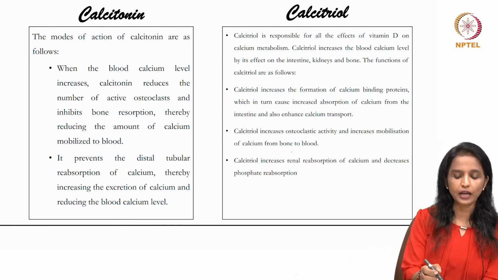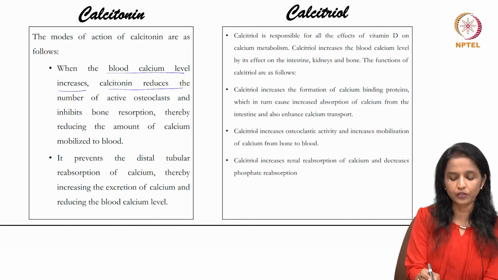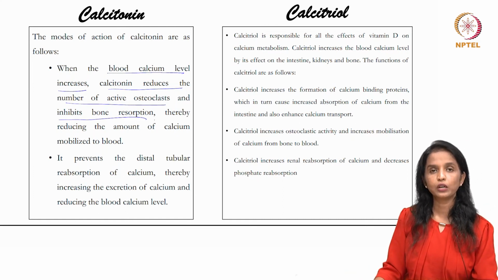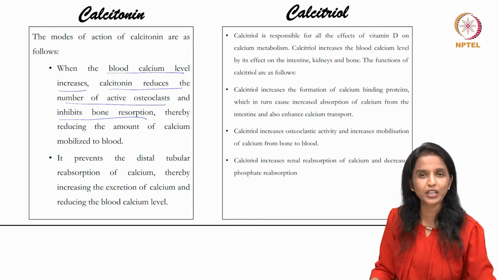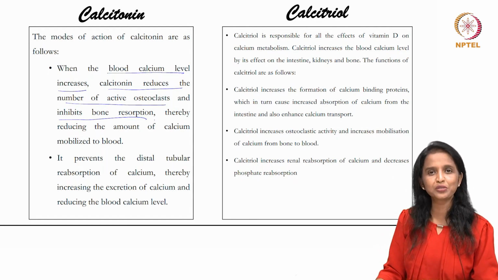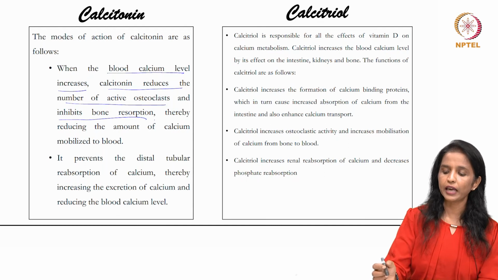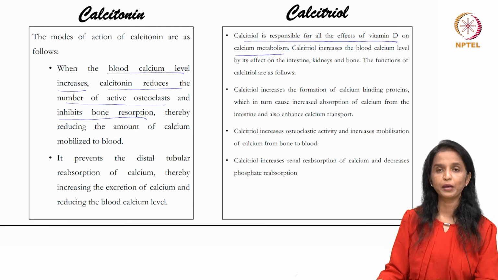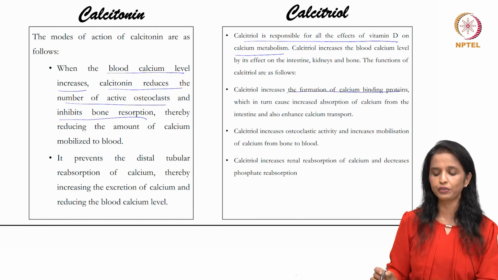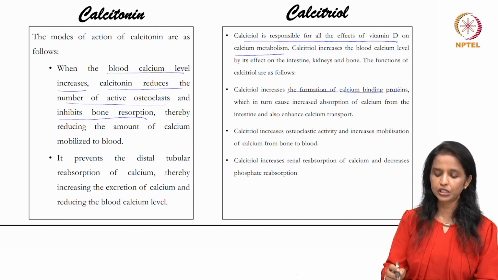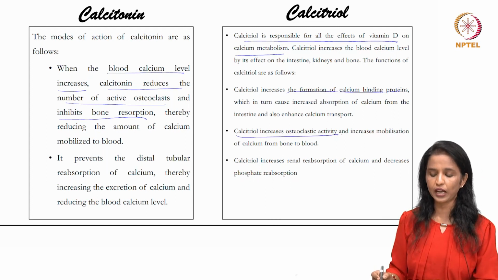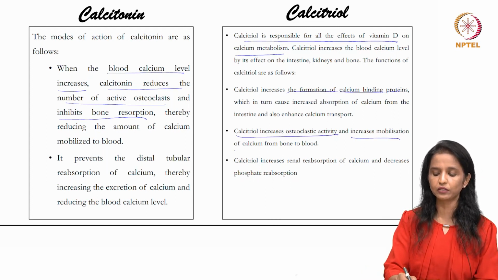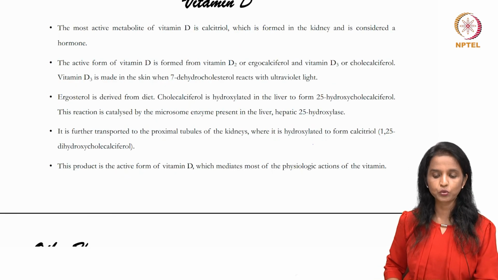What happens with calcitonin is that when the blood calcium level increases, calcitonin reduces the number of osteoclasts and inhibits bone resorption. So the main activity of calcitonin is that it reduces bone resorption, whereas calcitriol is responsible for all the effects of vitamin D on calcium metabolism and increases the formation of calcium binding proteins. Calcitriol increases osteoclastic activity and increases mobilization of calcium from blood into the bone.